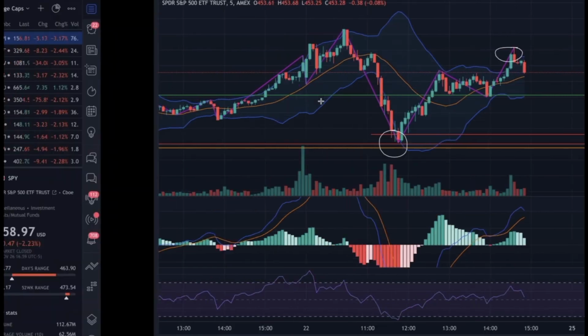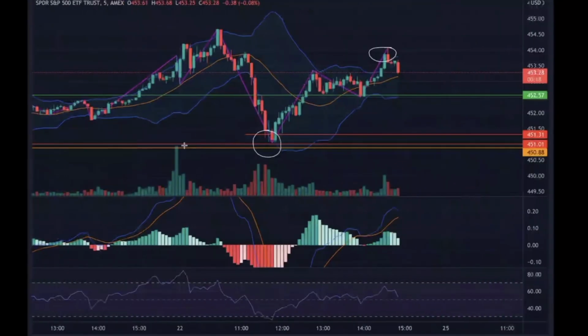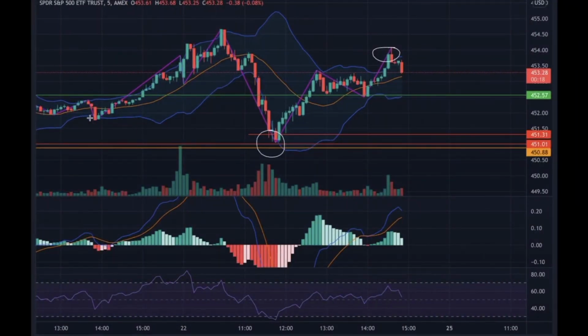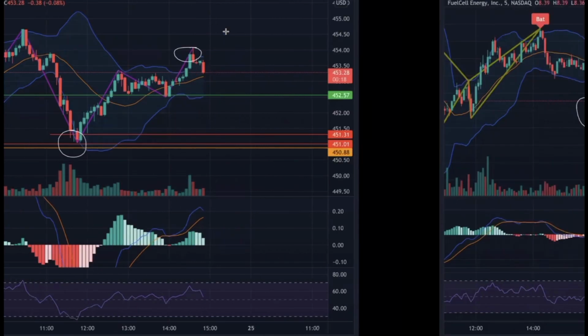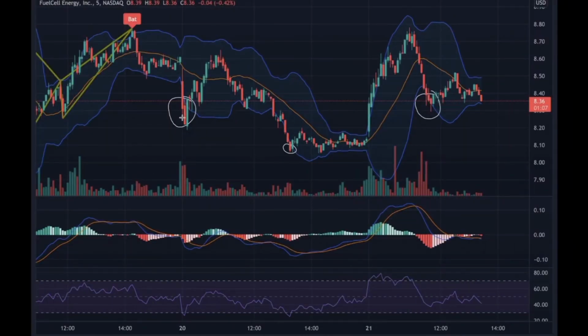I'll show you guys some examples. Right here, you had a nice support. Right here, it was a nice support. And if you look at resistances, right here, here, and here. Same thing with this chart. Top would be resistance. Right here is support, support, support. And right here was also another resistance. As you can see, this yellow line, the orange line, is the break or make area. If the stock or the price action can't break this, it's most likely going to come back down to the lower band.